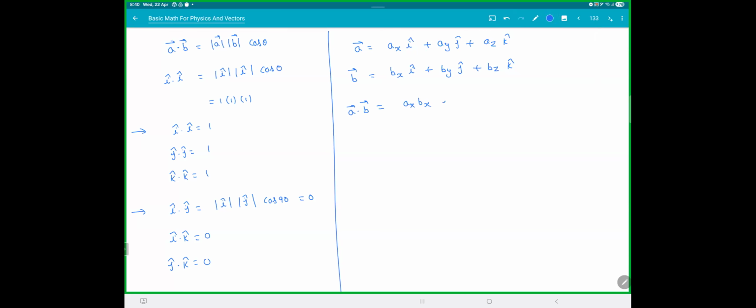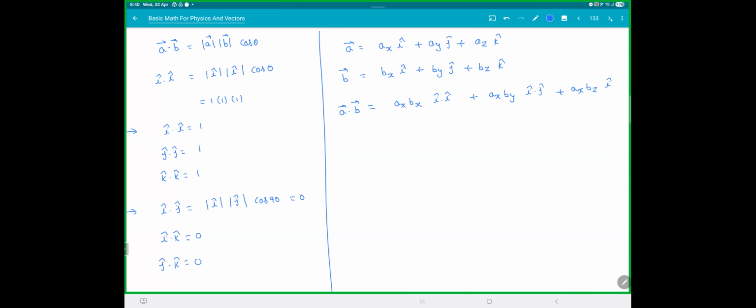Ax bx, i cap dot i cap, ax by, i cap dot j cap, ax bz, i cap dot k cap. Then we multiply ay with each term. Ay bx, j dot i cap. You will see a pattern there. Only the j coefficients will multiply together. And when you do it with az, same thing, az into bx, az into by, az into bz.